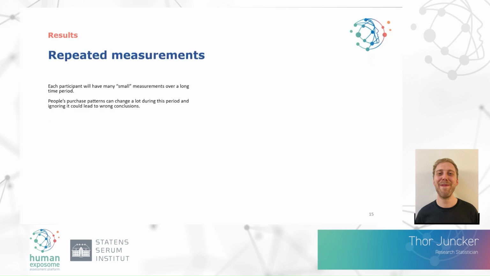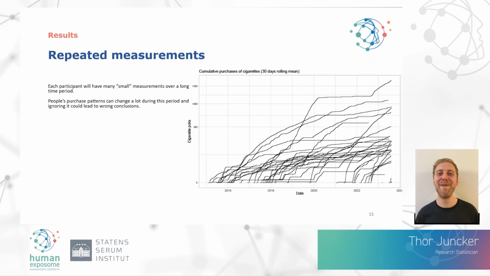But right now we have not really considered the time aspects of all these exposures, because for each participant we can consider them as having many of these small measurements over time, and we have data spanning more than 5 years. But during this period, people's purchase patterns can change a lot, and ignoring it could lead to very wrong conclusions. So to illustrate this idea, we plotted the cumulative purchases of cigarettes for the 41 participants that we identified as smokers during the time of the study.